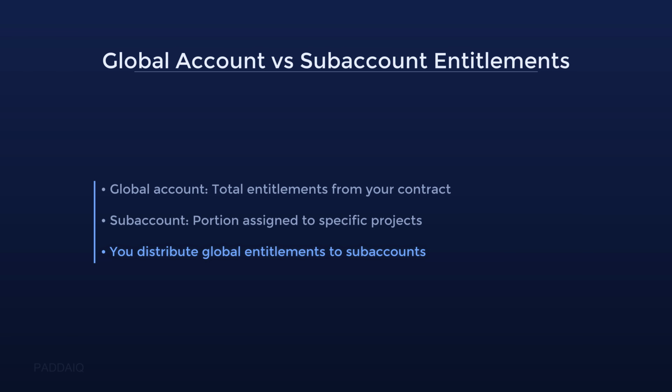You distribute global entitlements to sub-accounts. This means taking the total service quotas available in your global account and allocating specific portions to individual sub-accounts for their use. For instance, assign 2 gigabytes of the HANA Cloud quota from your global account to your development sub-account. This ensures each project has the dedicated resources it needs to operate effectively.